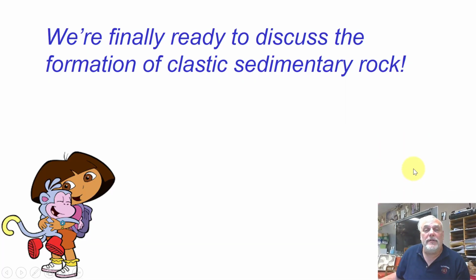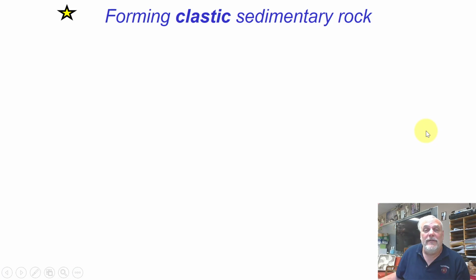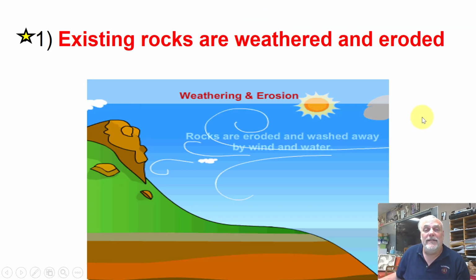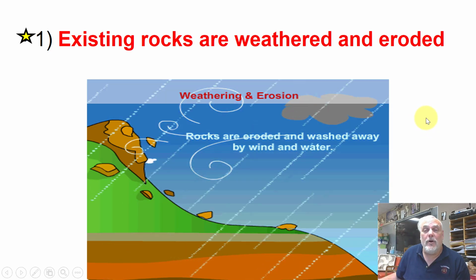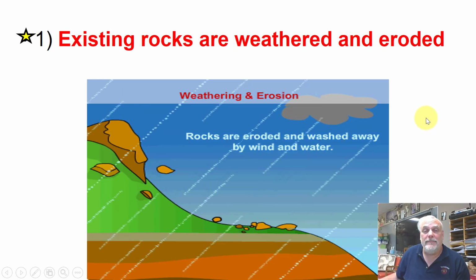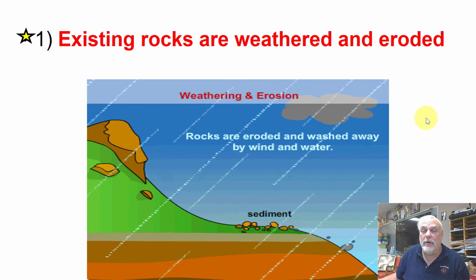We're finally ready to discuss the formation of clastic sedimentary rock. So wow, that was quite a bit. So we went over weathering, erosion, deposition, and now we're finally ready to figure out how that clastic sedimentary rock is formed. First of all, forming clastic sedimentary rock. Step 1, existing rocks are weathered and eroded. Now you see why we have to talk about weathering and erosion.